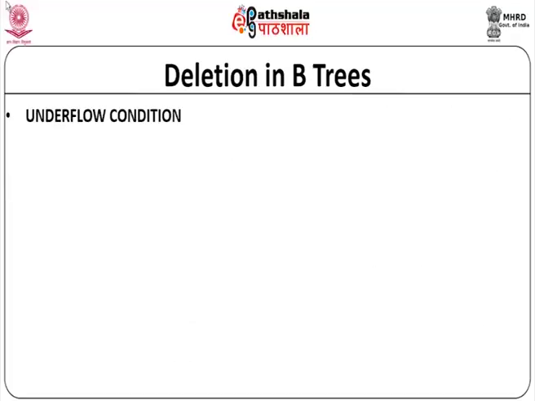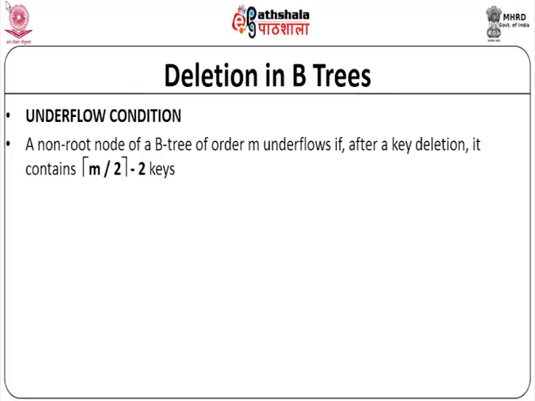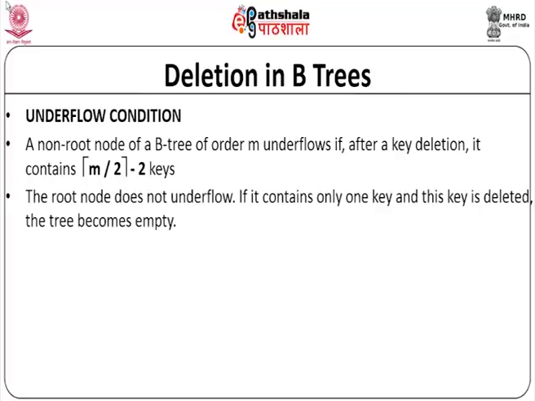So, underflow condition is what happens. Deletion is basically about the underflow condition. A non-root node of a B tree of order m underflows if after key deletion it contains fewer than m/2 minus 1 keys. The root does not underflow. If it contains only one key, then this key is deleted and the tree becomes empty.